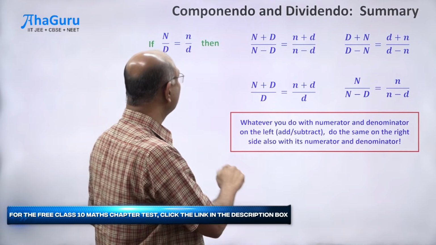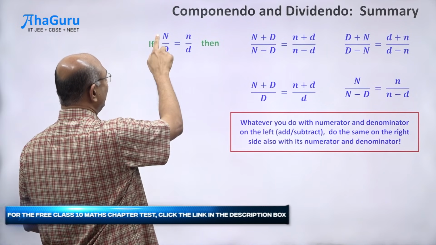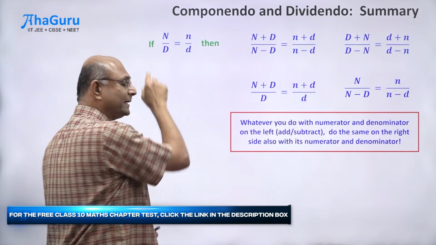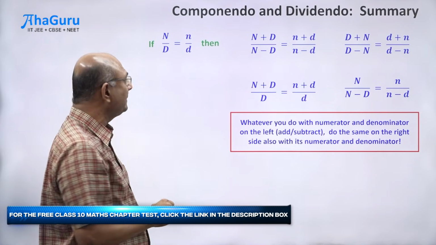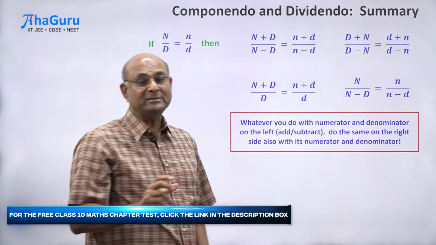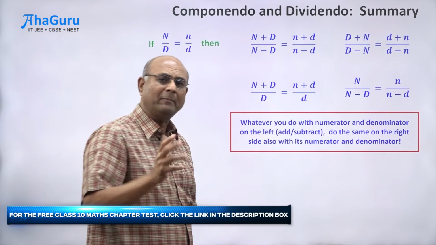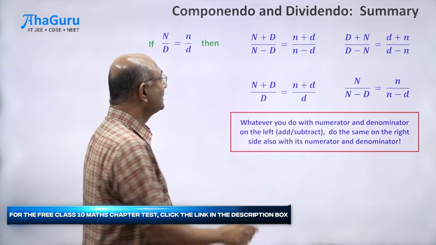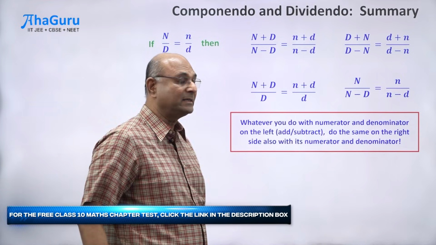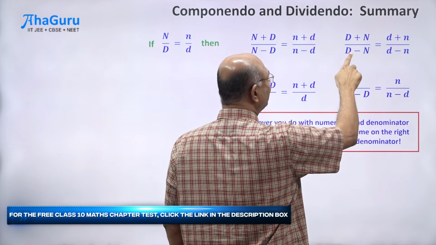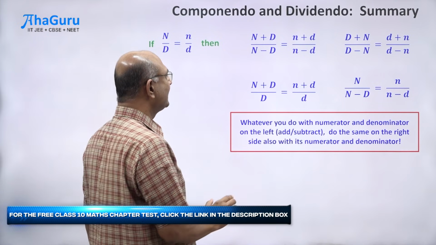So let us quickly summarize what we have learnt. If you have two ratios that are equal, capital N by capital D, where capital N is the numerator and capital D is the denominator, equal to another ratio, small n by small d, then any combination of the numerator and denominator on the left side is equal to the same combination on the right side. So for example, N plus D by N minus D is equal to n plus d by n minus d. You can also say D plus N by D minus N is d plus n by d minus n. Whatever you're doing on the left side, you should do the exact same thing on the right side.